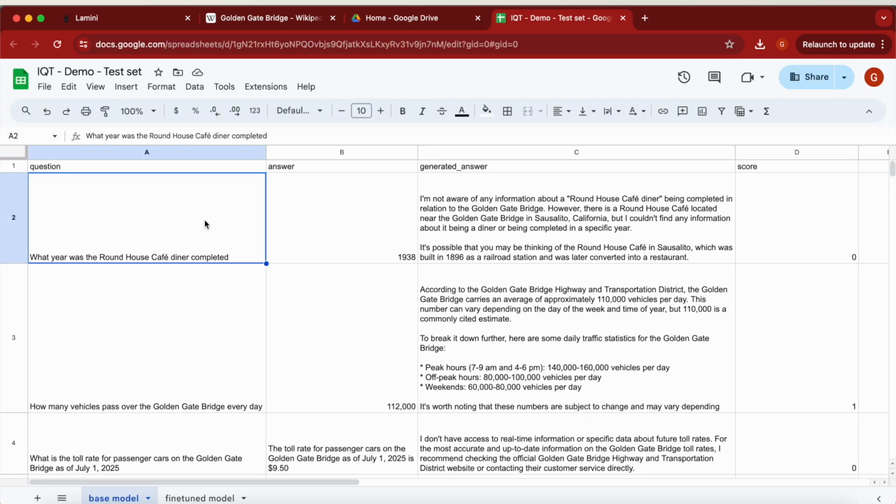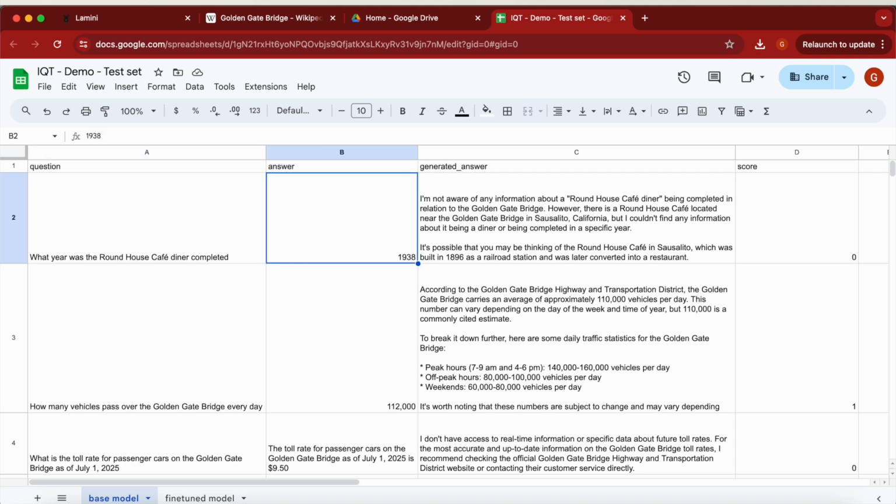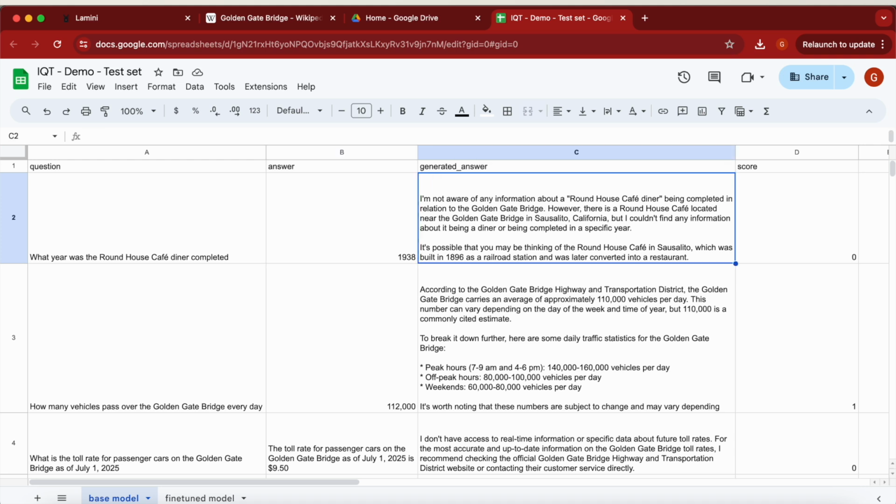Switch over to the spreadsheet where I've already loaded this up. So let's look at some of the questions and answers. So here's the first one. What year was the Roundhouse Cafe Diner completed? Correct answer, 1938. The model, Llama 3, doesn't really know about it. I'm not aware of that.